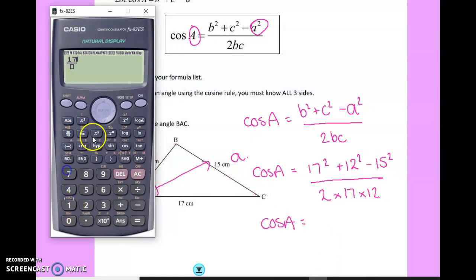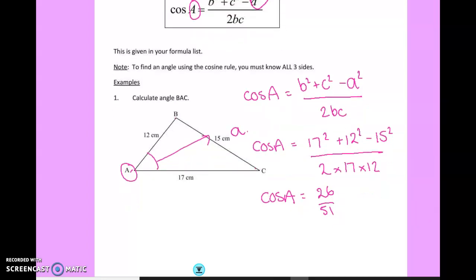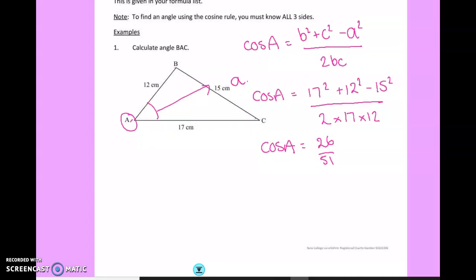So 17 squared plus 12 squared, take away 15 squared, all over 2 times 17 times 12 is 26 over 51. You can just leave it as a fraction just now and it'll give you a more accurate final answer. If you don't have that fraction facility and your calculator takes you down to a decimal, it's absolutely fine. It'll work out the same way just about anyway.